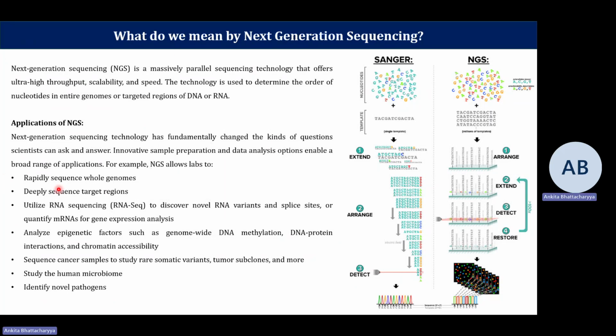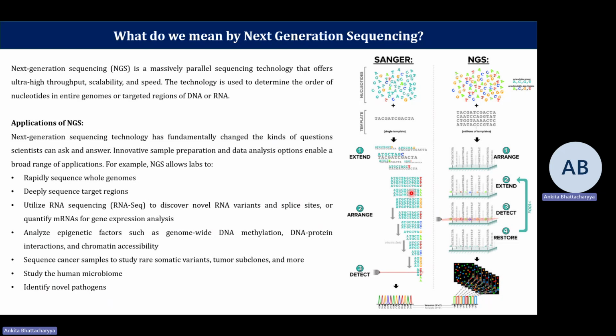Yes. So rapid and deep sequencing of target regions, followed by the utilization of RNA-seq to discover novel RNA variants and splice sites or quantify them for gene expression analysis. Analyze epigenetic factors like genome DNA methylation, DNA protein interactions, etc. And also to carry out this sequencing so as to figure out some rare somatic variants and utilize that for clinical translation, so that we can find biomarkers and understand disease progression, etc. Study the human microbiome, and finally identify novel pathogens. So that is the whole idea.